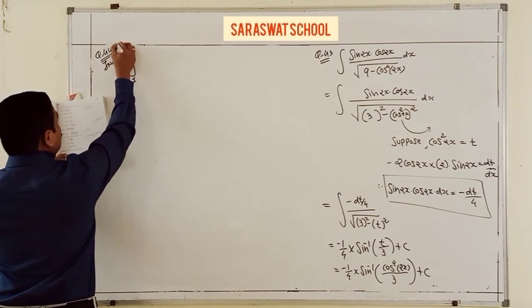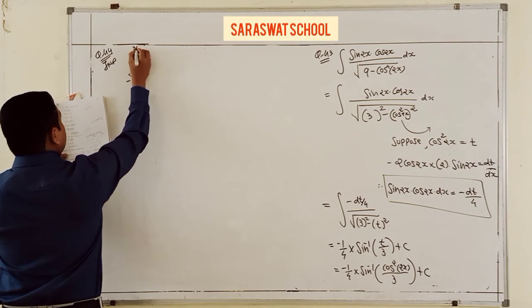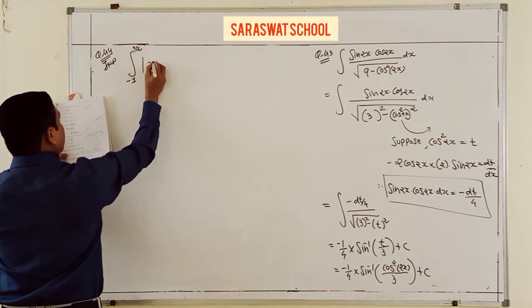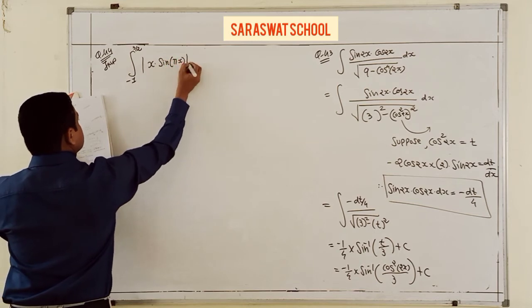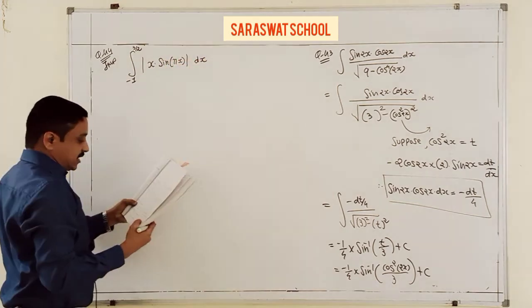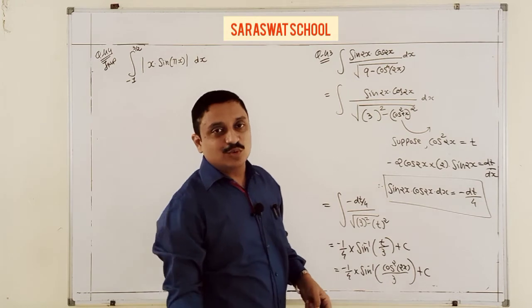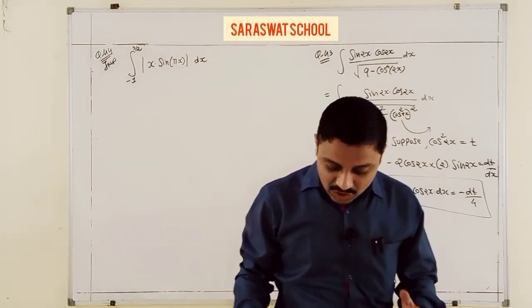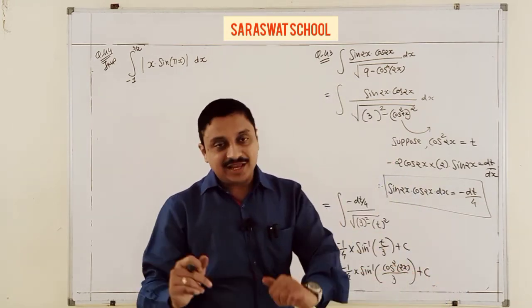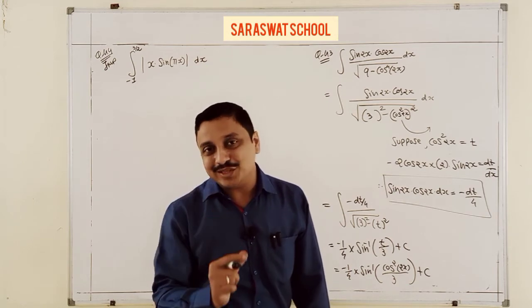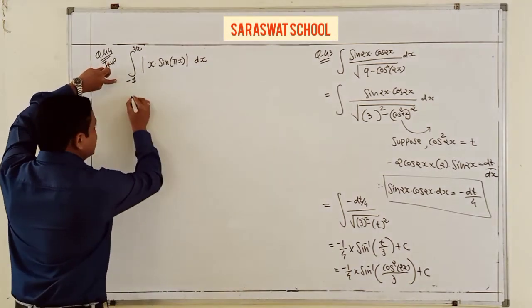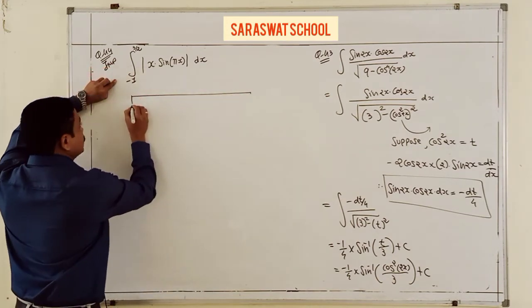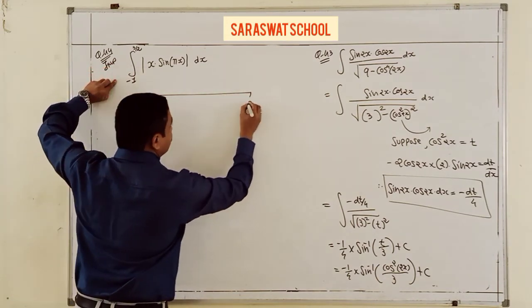Integral from minus 1 to 3 by 2 of mod of x sin pi x dx. Mod means there are two cases, one positive and one negative. Yes, the index book also gives that this affects the two partitions. I also explained it here. That's the range: minus 1 to 3 by 2.